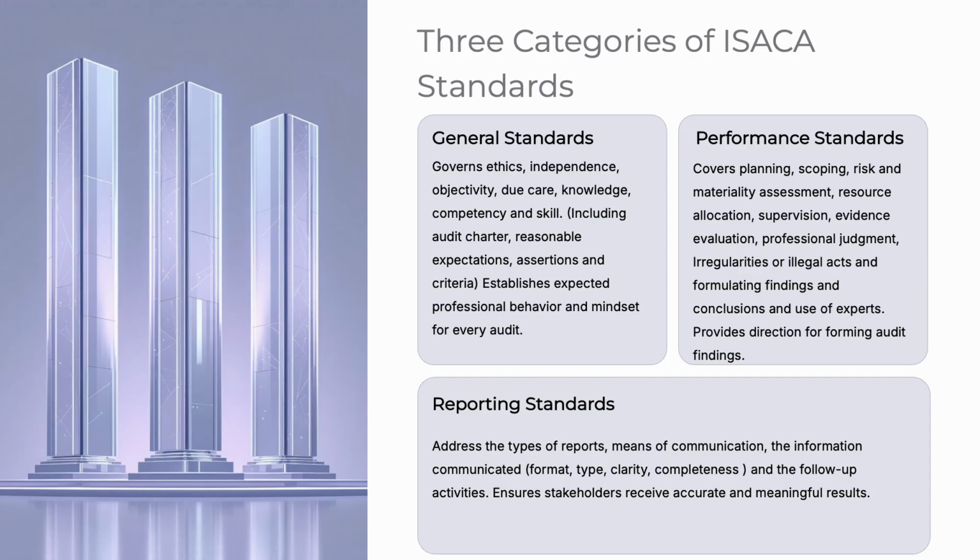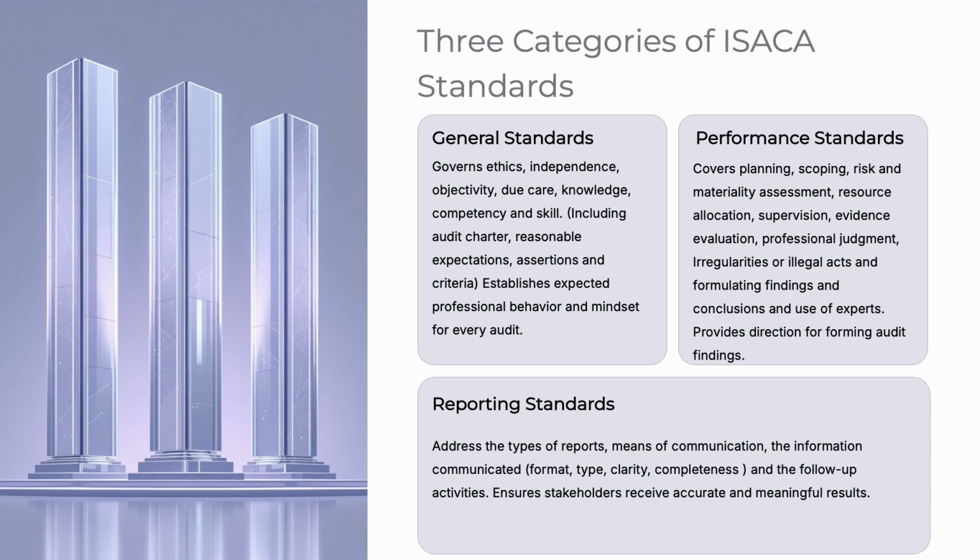There are three categories of ISACA standards: general, performance, and reporting. Let's understand them one by one. General standards: how auditors must behave. They set the ethical, professional, and competency expectations for every IS audit engagement. Performance standards: how the audit must be done. They guide planning, execution, supervision, evidence gathering, and the formation of conclusions.